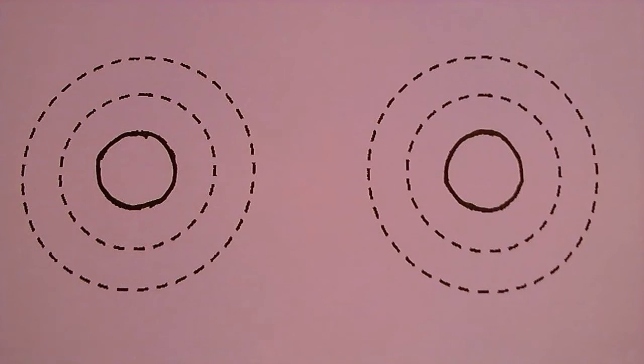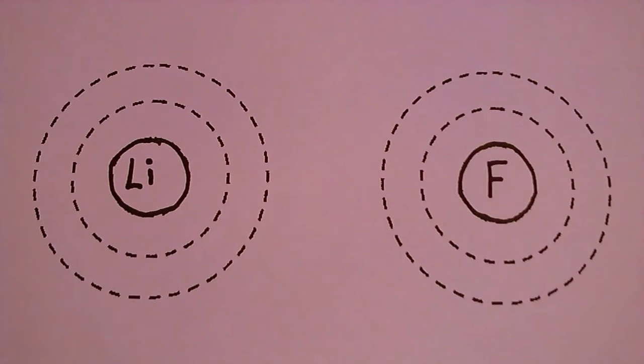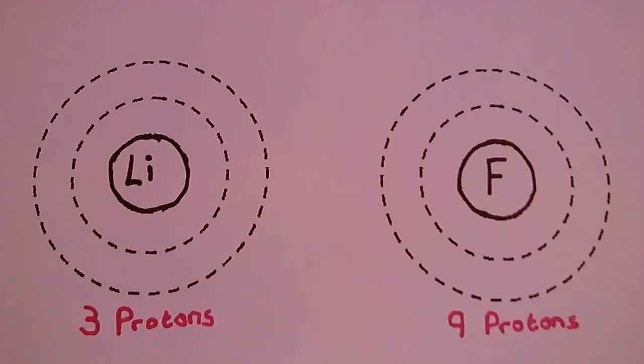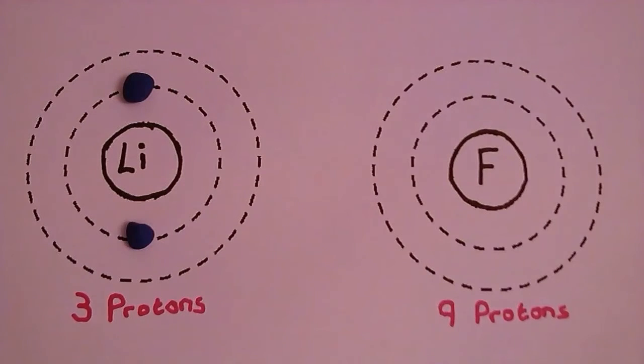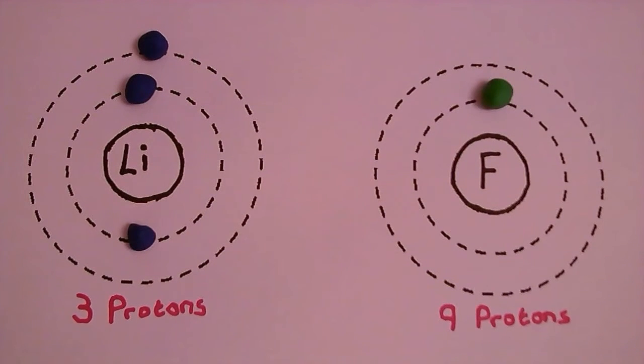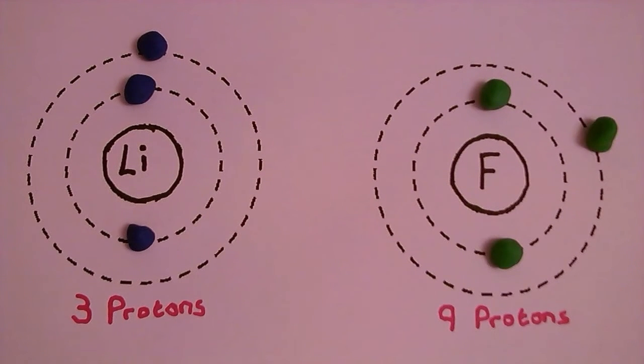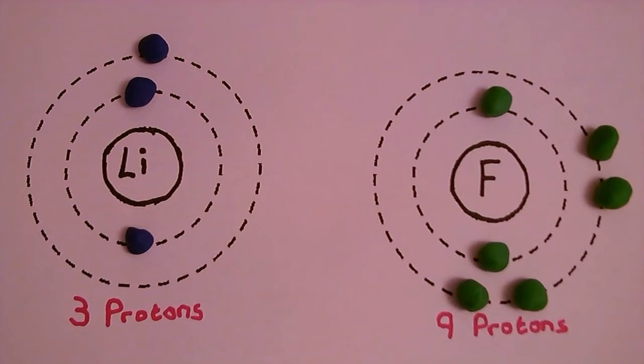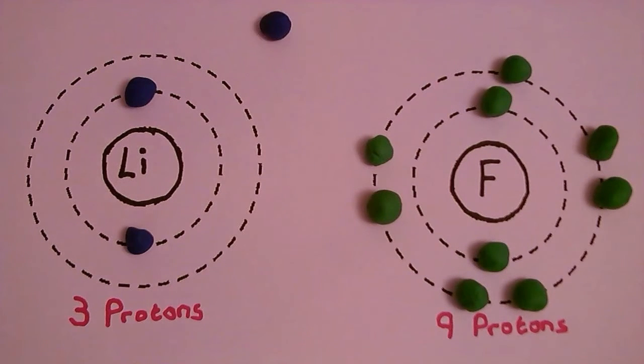Bonding. Here's our first two elements, lithium and fluorine. Lithium has 3 protons, whilst fluorine has 9. Lithium therefore has 3 electrons and fluorine has 9 electrons. Now, to fill their outermost shell, it's easier for lithium to lose an electron, but it's easier for fluorine to gain. So in ionic bonding, lithium donates an electron to fluorine.